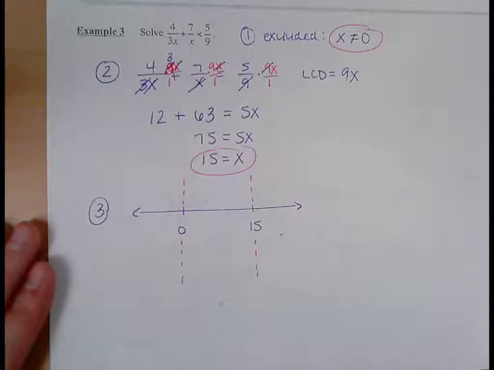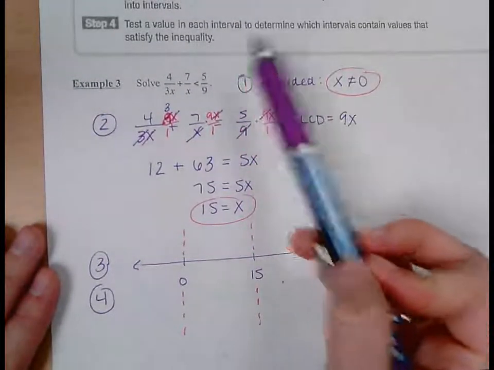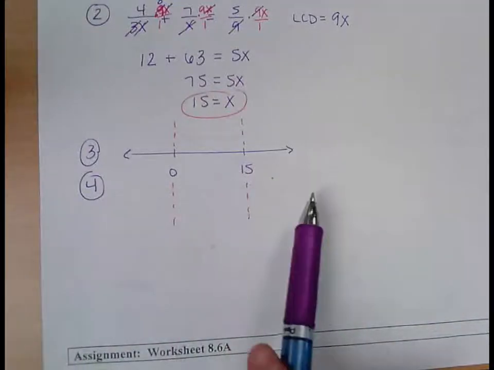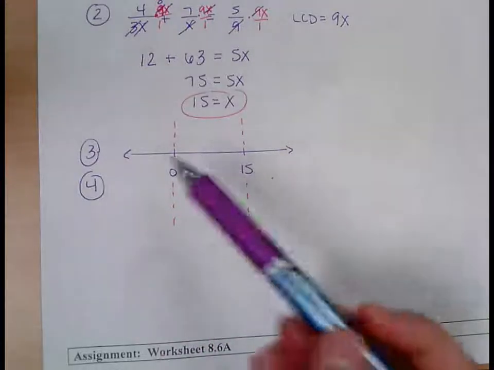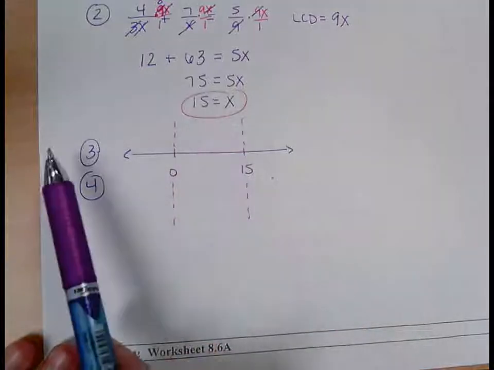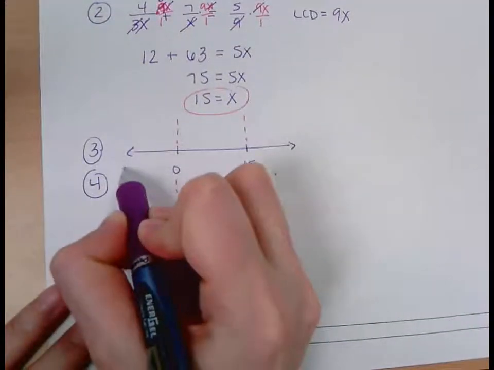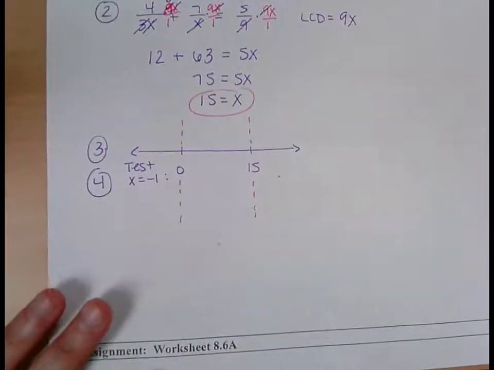And step 4 is to test a value in each interval to determine which intervals contain values that satisfy the inequality. So you're determining in which of these 3 intervals the solutions to this inequality are. If I work with the leftmost interval, values less than 0, what is an x value that is less than 0? That would be easy to test, -1. So I'm going to test x equals -1 and see if it's true.